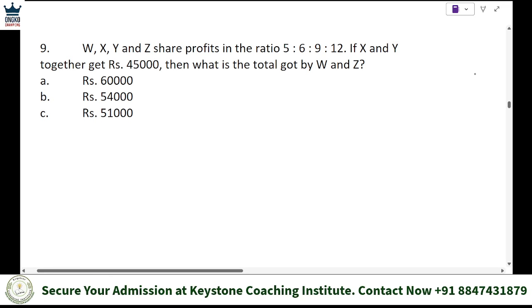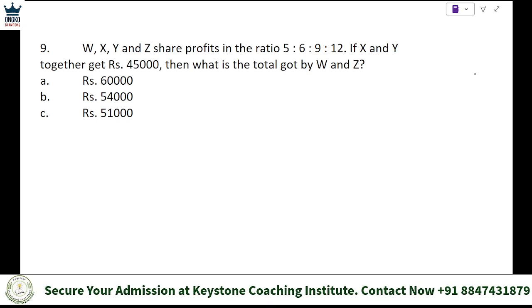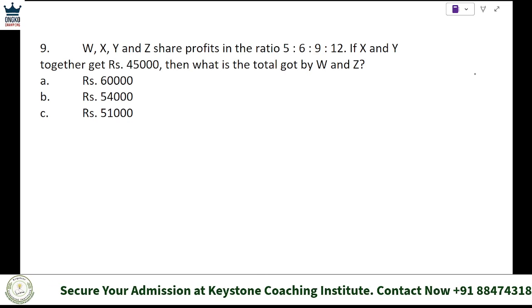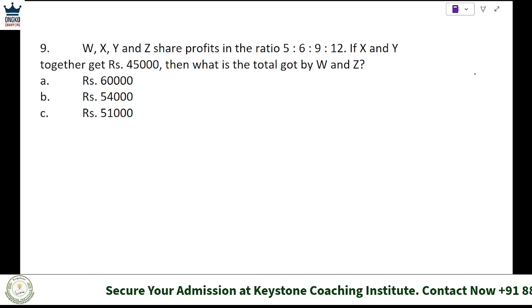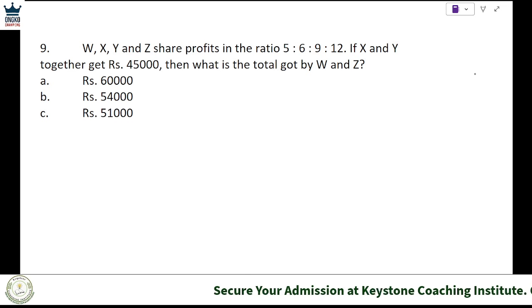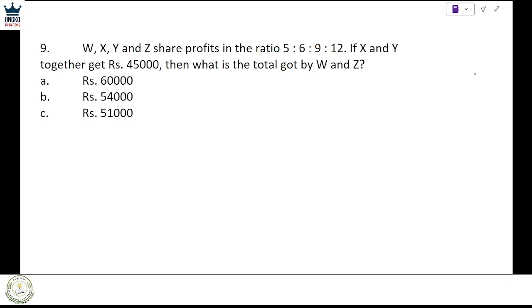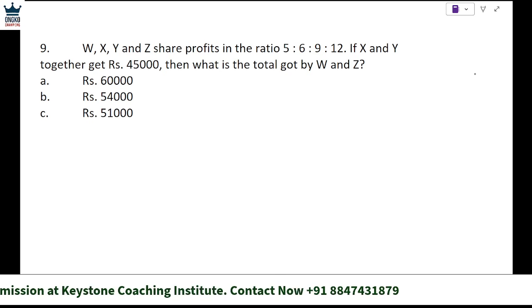Now this is in terms of profit. W, X, Y, Z share profit in the ratio 5, 6, 9, 12. Z will get the biggest share, because Z gets 12 parts. So in terms of ratio, the bigger number will get the biggest share.